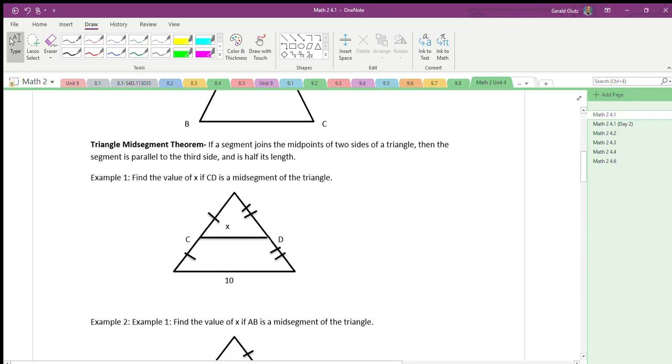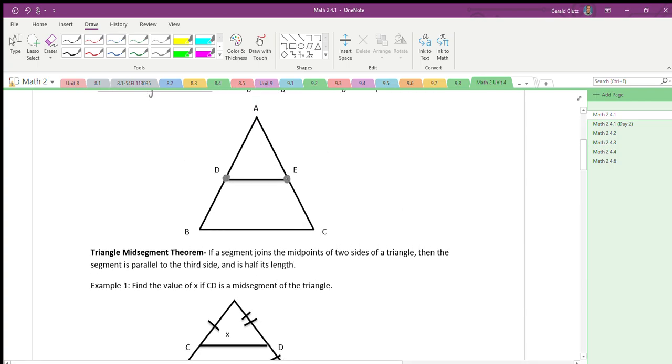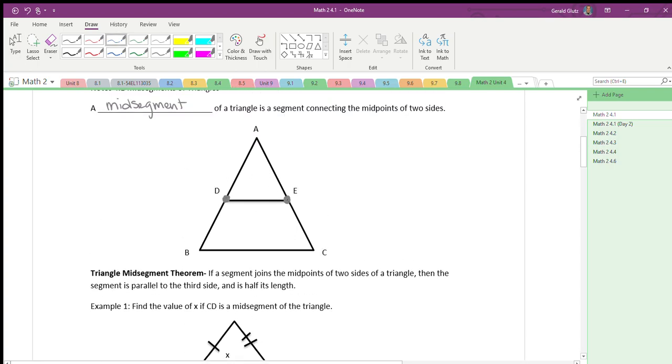The triangle mid-segment theorem is the thing we're going to be using pretty much this whole entire lesson. If a segment joins two midpoints, then it's the mid-segment, and it has to be parallel to the third side. If I go back up here, DE is parallel to BC. This little symbol means parallel. It also says the mid-segment is half of its length. So the length of DE would be equal to half the length of BC.